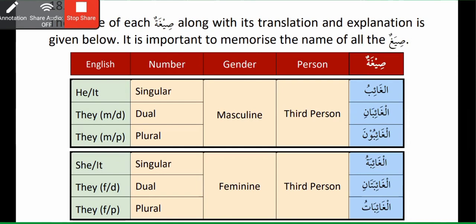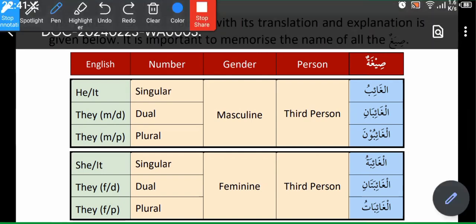Like when we say he, or she, or they. So the words in Arabic for them are very specific. Like they, which they are you talking about? Are they all women? Then you will use this sigha. If they are all men or a mix of men and women, then you use this sigha, right? If they are two women, then you use this sigha. And all of them have to be like she's.